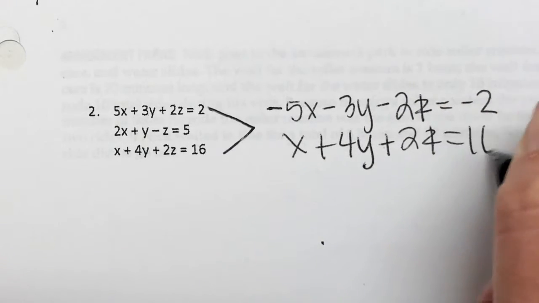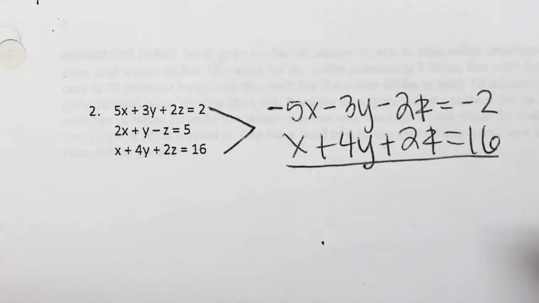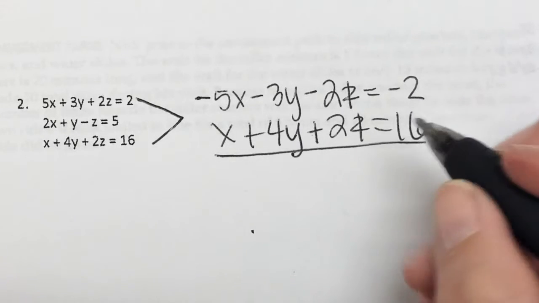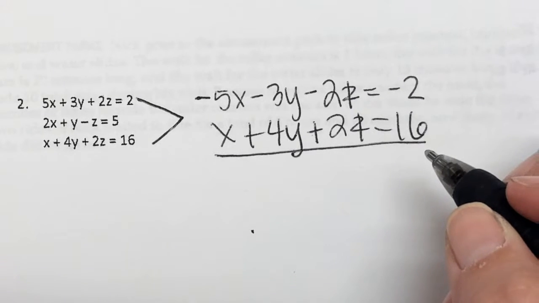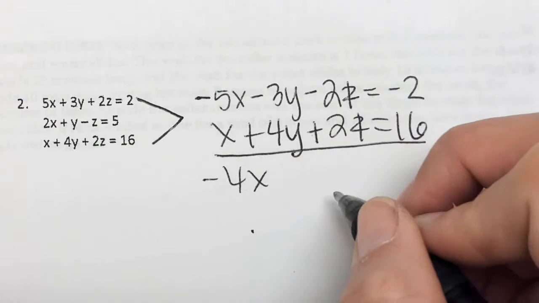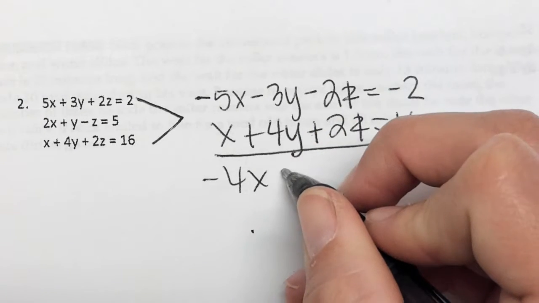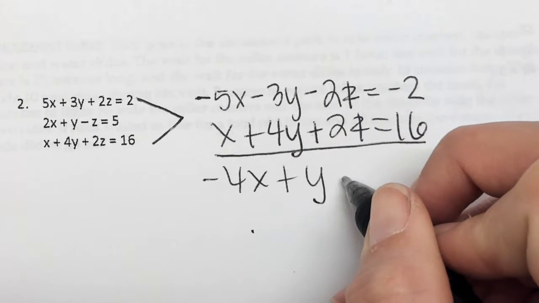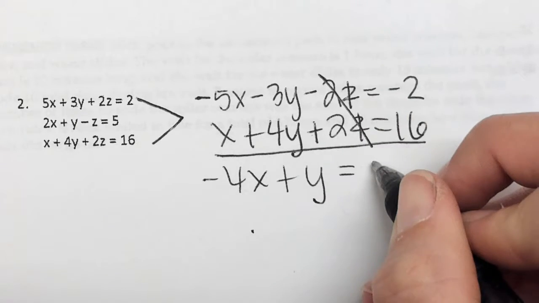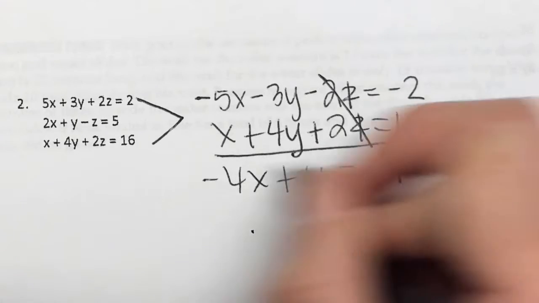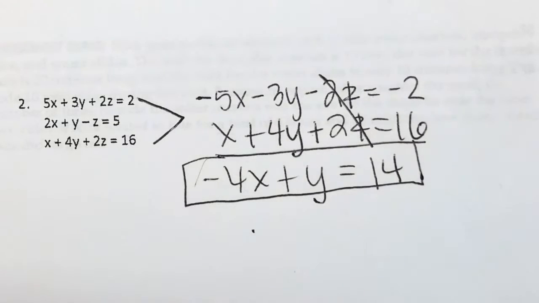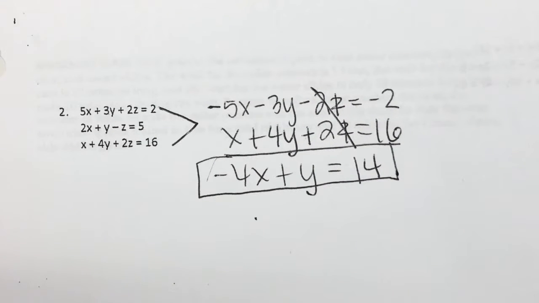Alright, so Nicole, what would I have when I add these together? You get negative 4x plus y plus y and then z and then equals. Good. Alright, box that one in. Alright, which variable am I going to cancel out now?